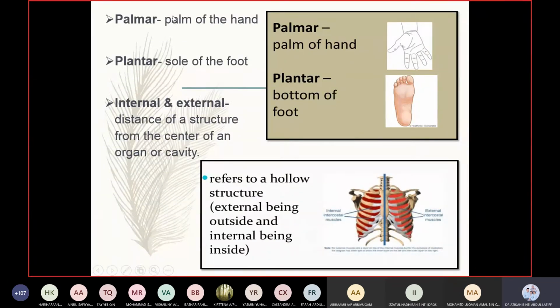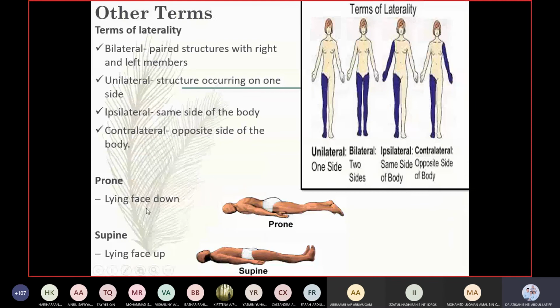Palmar would be on the palm of your hand. So if the lesion is on the palm, you will say it's a palmar lesion. Plantar would be at the bottom of the foot, or the sole of the foot. Internal and external, as the name suggests, mean inside and outside of a cavity. Near your ribs, for example, you have your internal and external intercostal muscles. From the outside you have your external, and inside the cavity, you have your internal intercostal muscles.